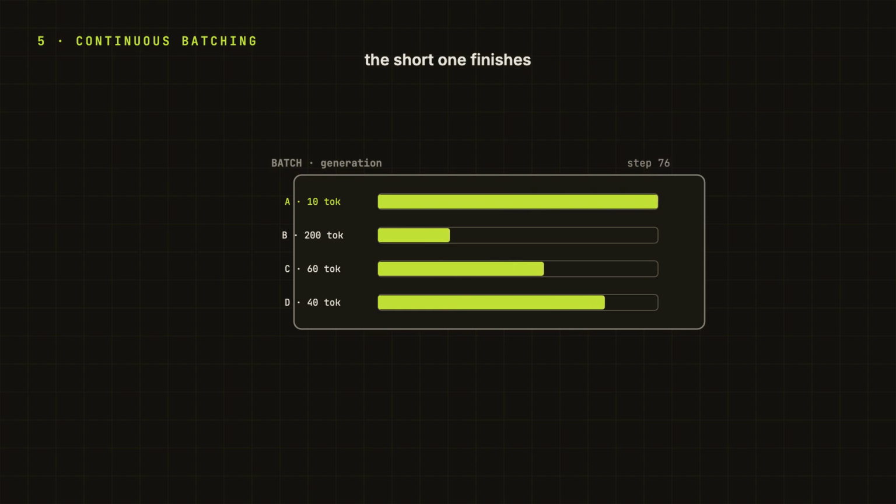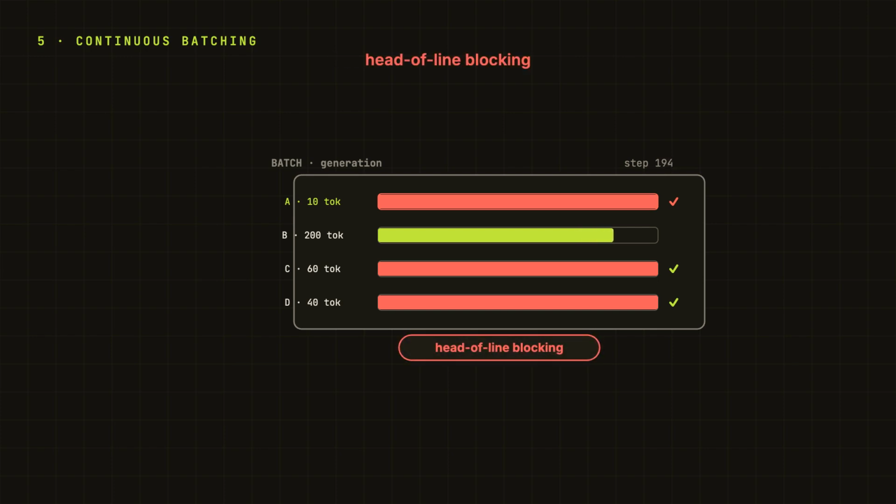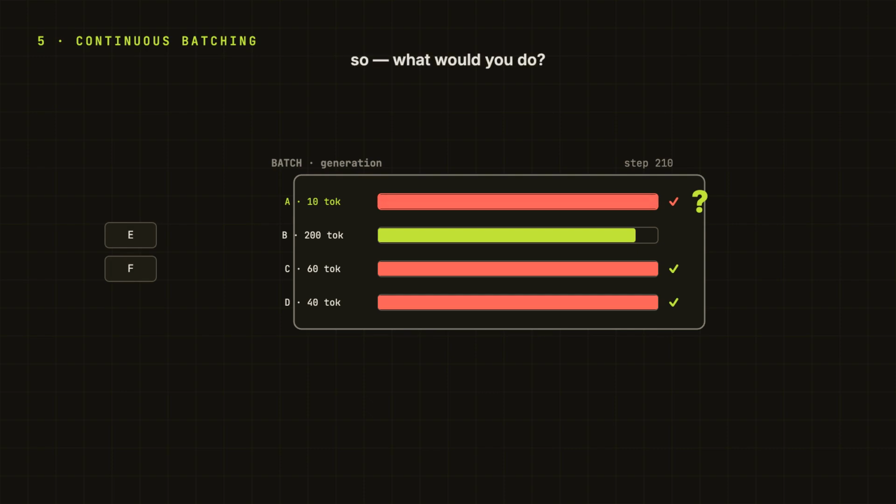So the 10 token request finishes almost immediately and then just sits there, trapped, doing nothing, waiting for the 200 token request to finish. Its user is done. The answer exists, but it cannot leave the batch. This is the head of line blocking. Short request stuck behind long ones, and any new request that arrives has to wait for this entire batch to clear. So, quick, what would you do here? The shortest request is finished. Its answer is just sitting there ready. Do we really keep it locked in the batch, waiting for the longest one? Or is there a smarter move?